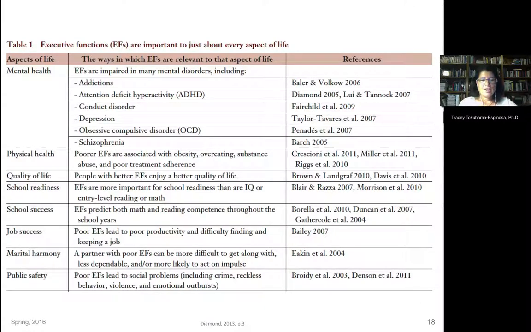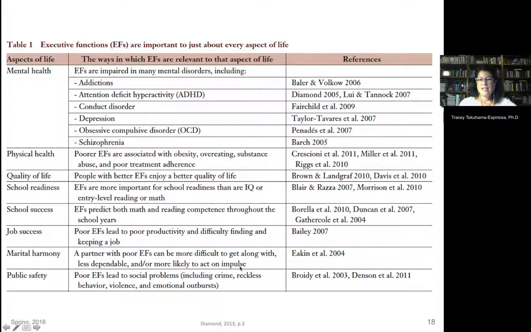Other things, and this is a chart summarized in Diamond in 2013, she looked at different aspects of life, such as mental health, physical health, the quality of life, school readiness, school success, job success, marital harmony, and public safety, and tried to cross that with ways that executive functions are relevant to that particular aspect of life.